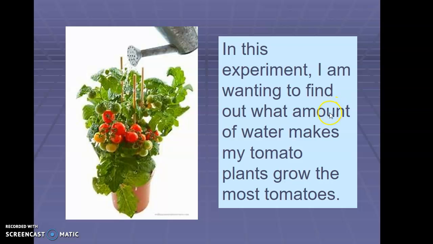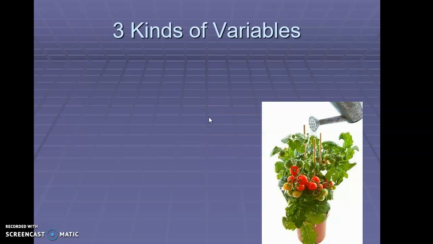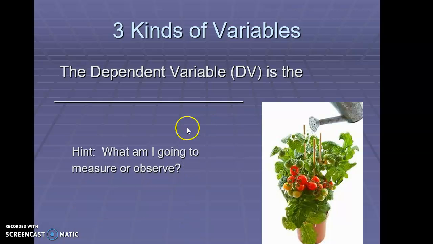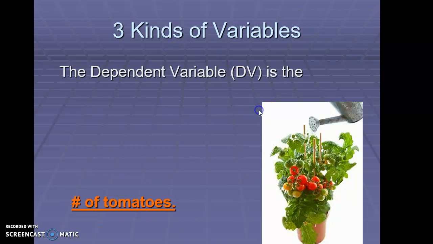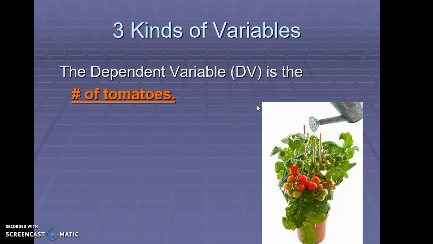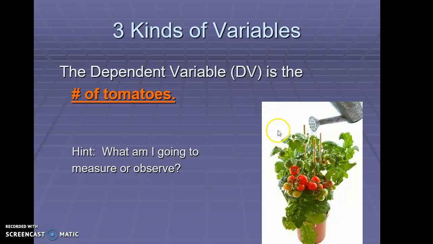In this experiment, I'm wanting to find out what amount of water makes my tomato plants grow the most tomatoes. So again, my independent variable we said was how much water, and now we've got to figure out what kind of data we're going to take from the result of the different amounts of water. What am I going to measure or observe with my tomato plants? That would be my dependent variable. My dependent variable in this case is the number of tomatoes. It is what I'm measuring or observing to see what amount will allow the most tomatoes.